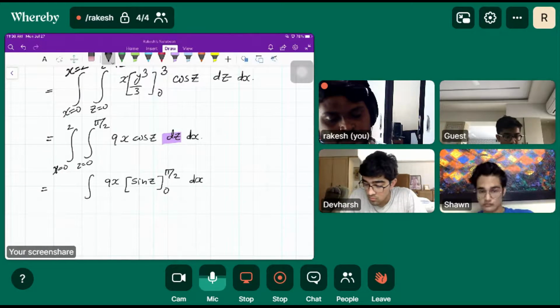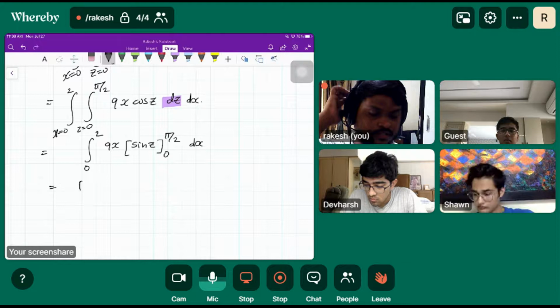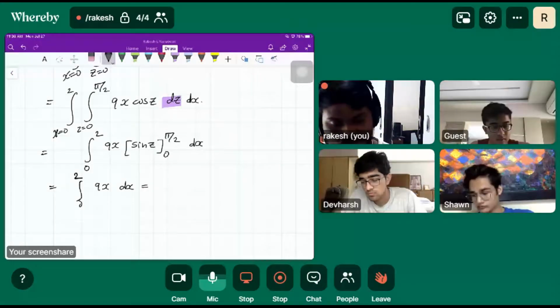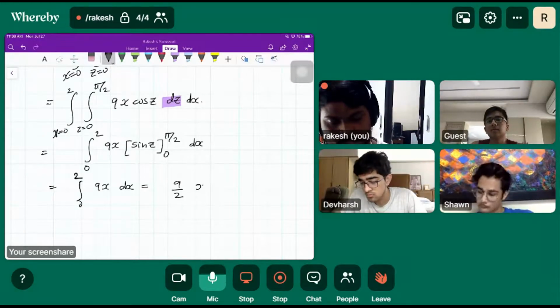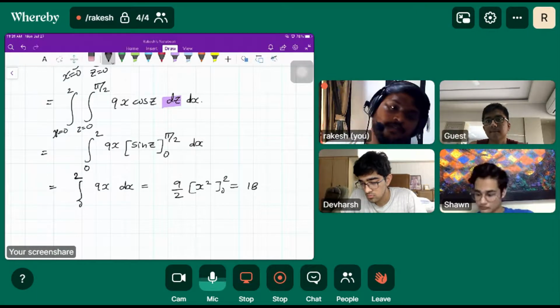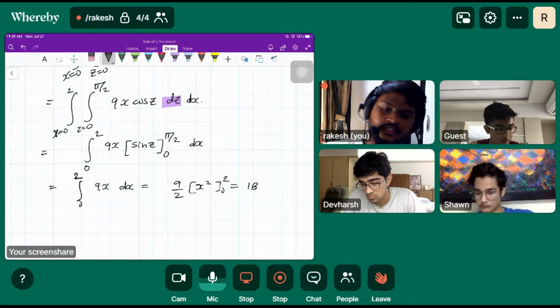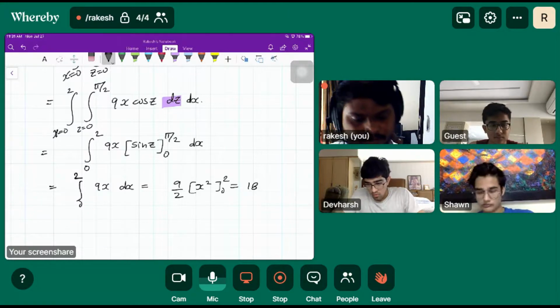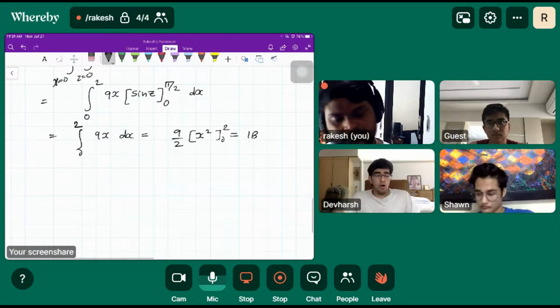dx from 0 to 2. So sine of pi by 2 is 1, so 9x dx from 0 to 2. So 9 by 2 x square from 0 to 2, so 18. Okay, now the next one will be given for you.